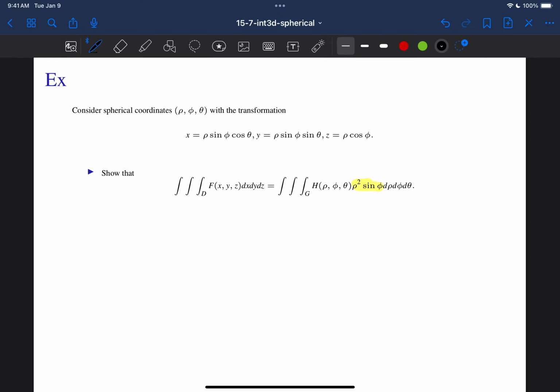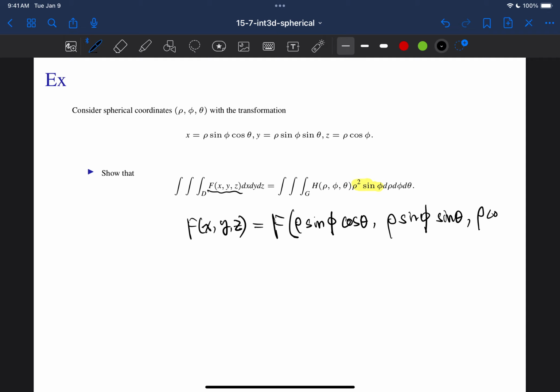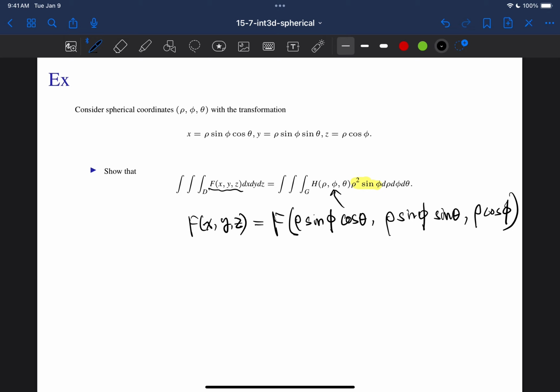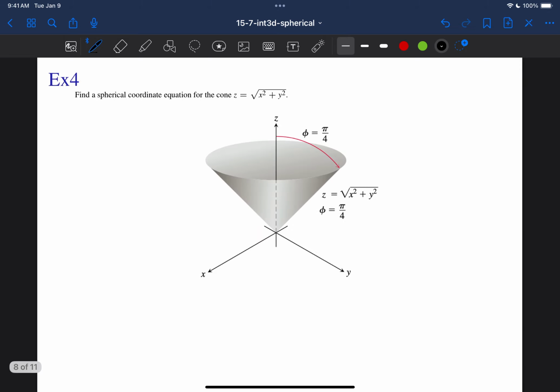So how do we get h? This is f of x, y, z originally. Then after substitution, x is replaced by this, y is replaced by rho sine phi sine theta, and z is rho cosine phi, and this is called h of rho, phi, theta. All right, now we are going to look at this object.